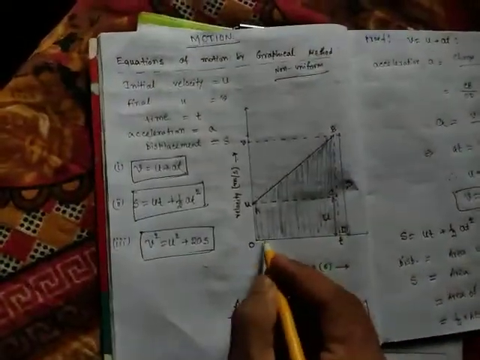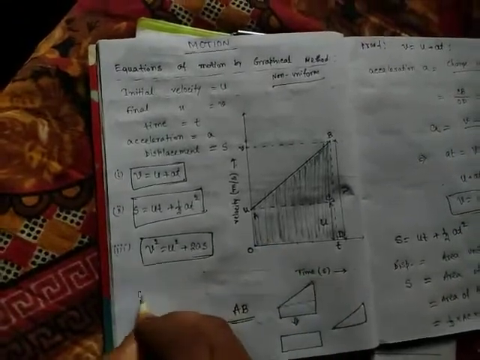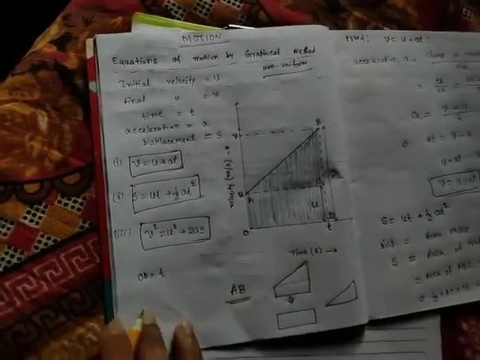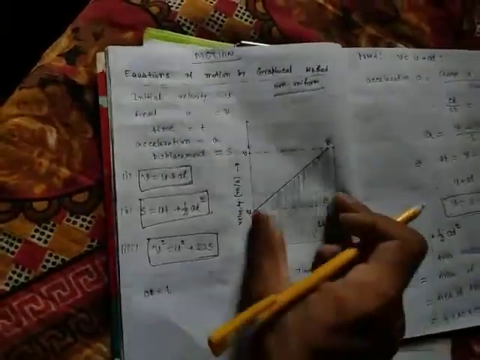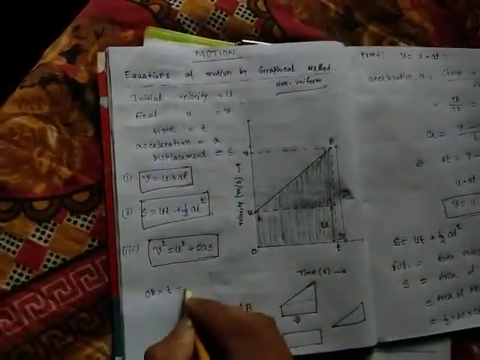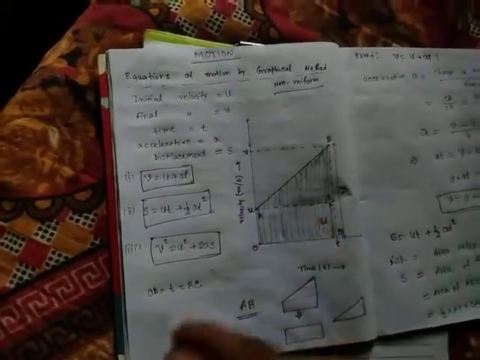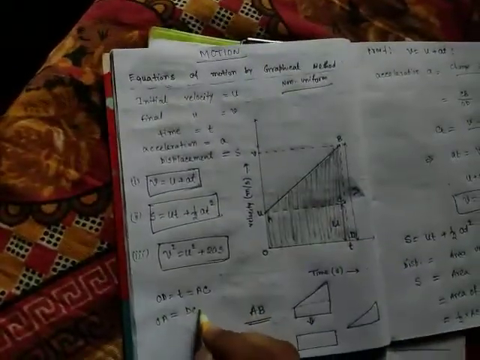Here you see, from here we can write OD is equal to T. OD and AC are parallel, so OD is equal to T is equal to AC. And I have also given OA is equal to DC is equal to U, and DB is equal to V.